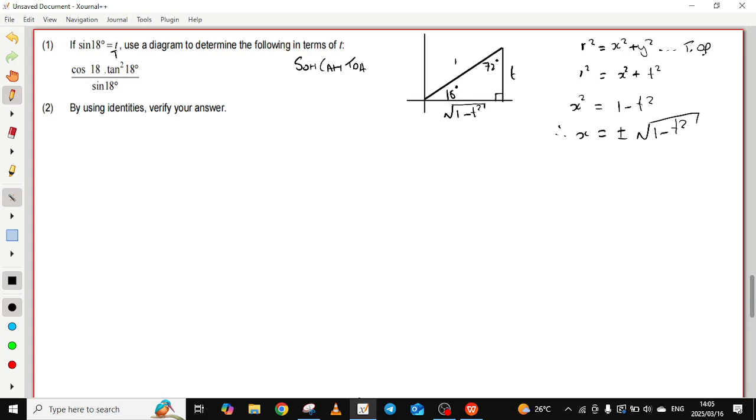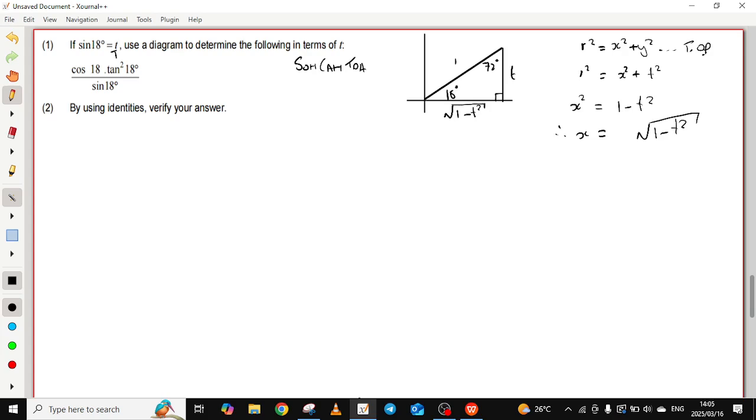But since here we are in the first quadrant, the x values here are positive, so for that reason we will do away with the plus or minus and just leave it as the positive root of 1 minus t squared. So easy stuff, not difficult. Now, since we've got this here, we can now solve.